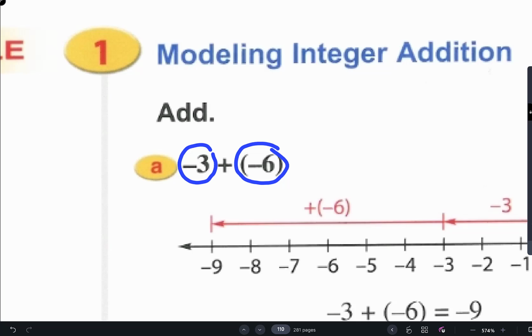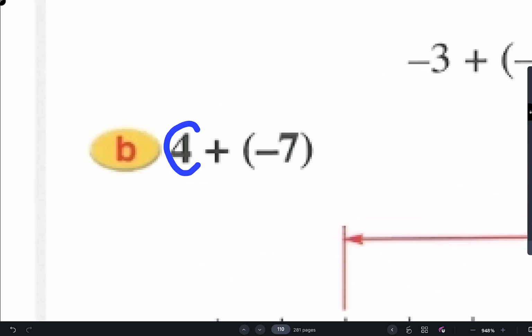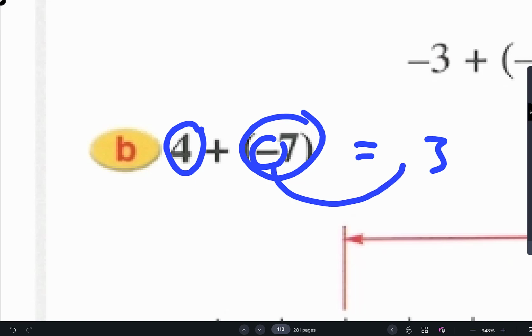We have to write down the sign. Same sign, so negative. Then, this is positive and this is negative, so you have to subtract: 7 minus 4 equals 3. You have to write down the negative.